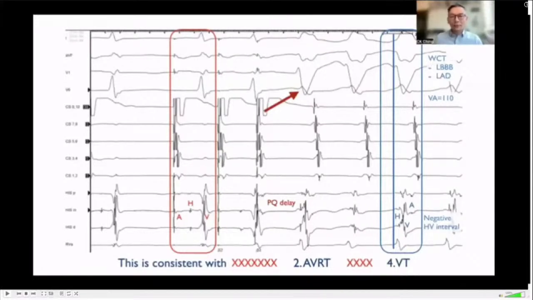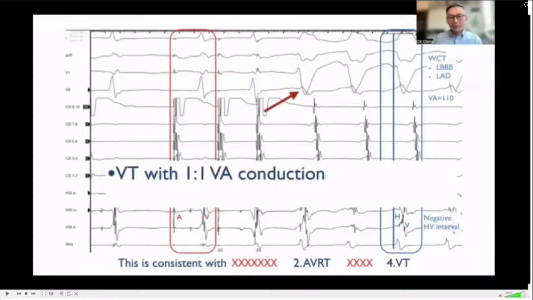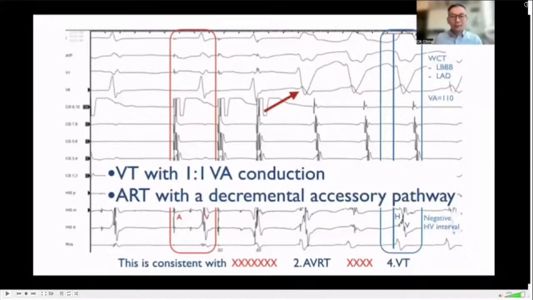That leaves us with two options. Is it a VT with 1-to-1 VA conduction, which can occur, or is it some form of antegrade reciprocating tachycardia involving an accessory pathway? Of note, this accessory pathway demonstrates decremental behavior because there was a critical prolongation of the PQ interval before pre-excitation shows.